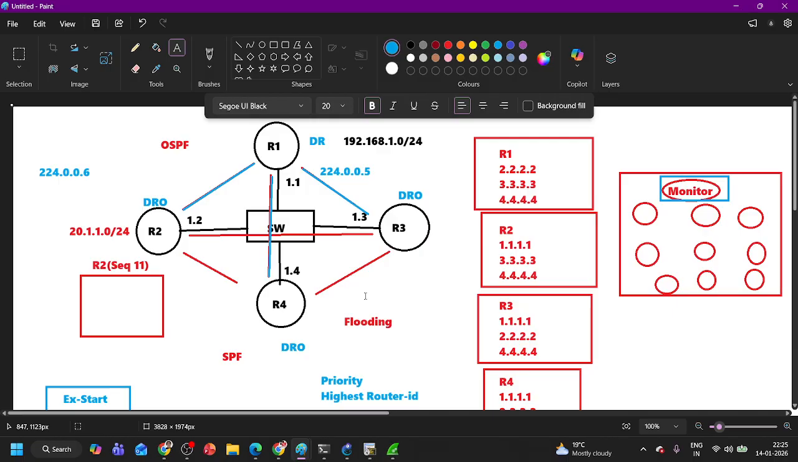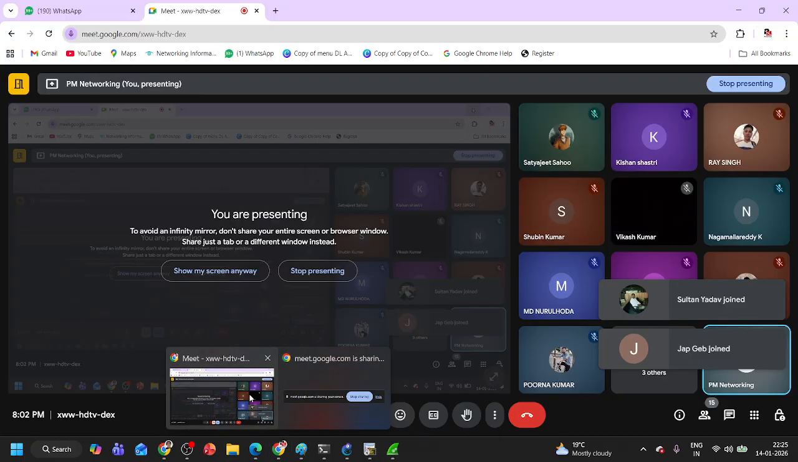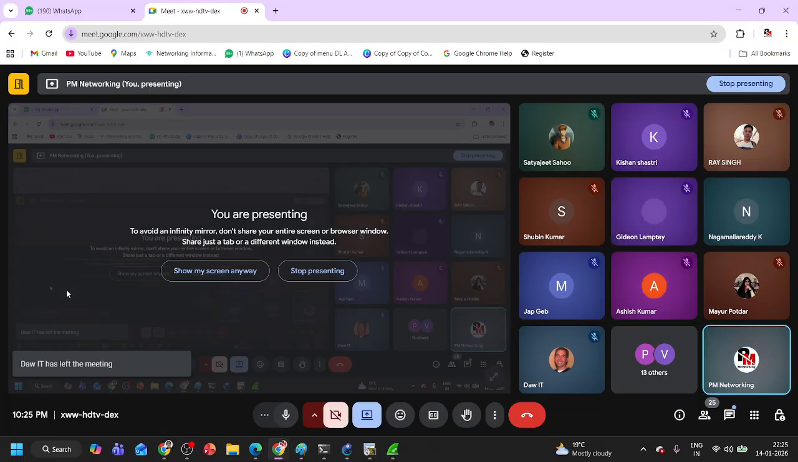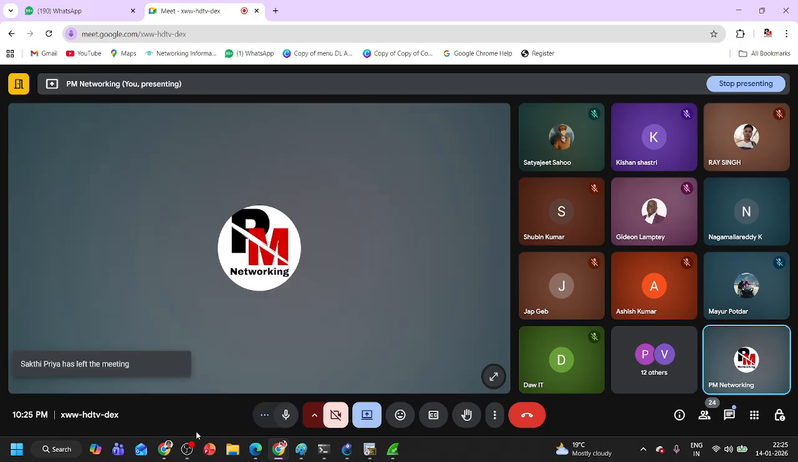Anything else, guys? Any question? Okay, then revise this basic concept of OSPF. Let's connect tomorrow and let's proceed from here.